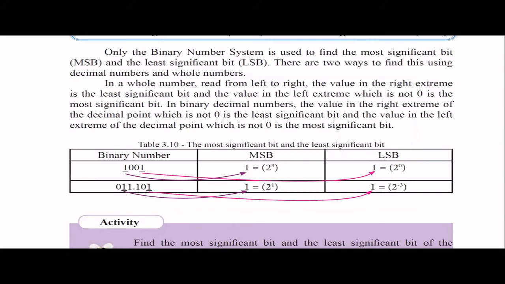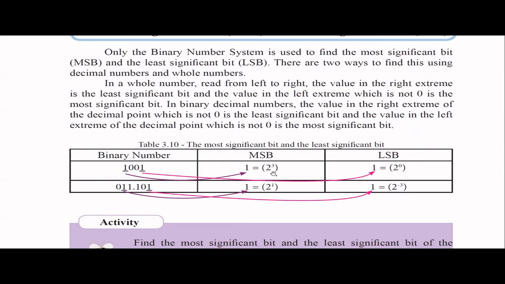So the right extreme number from the decimal point, which is not 0, will become the least significant bit. And the value in the left extreme of the decimal point, which is not 0, will become the most significant bit. Same concept, right? Now here, MSD should be the left extreme, which is not a 0. So 1 will be the answer, right?